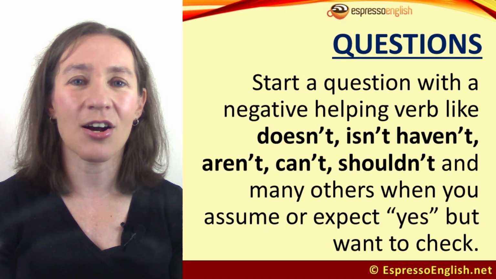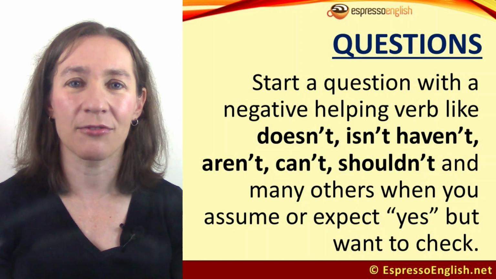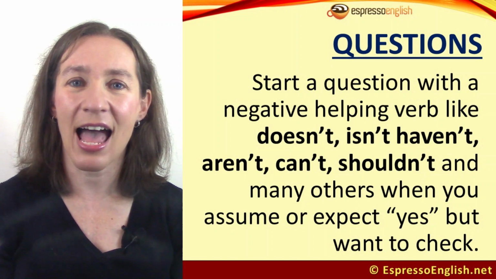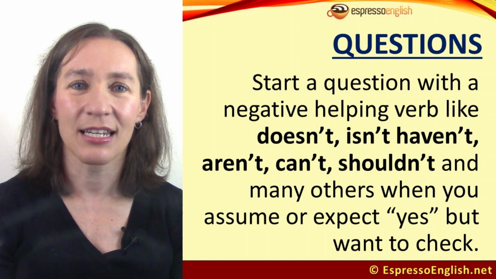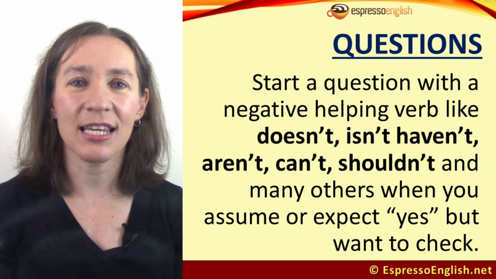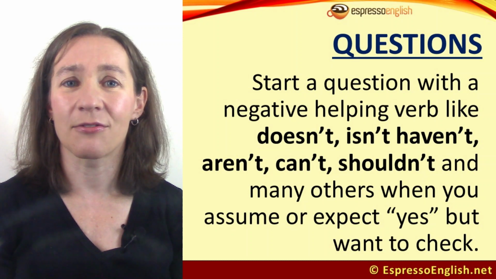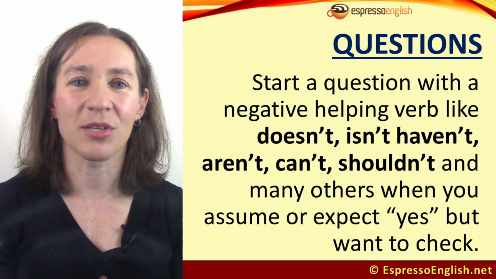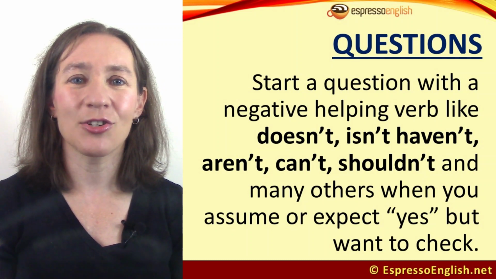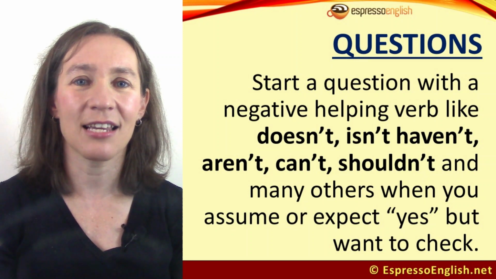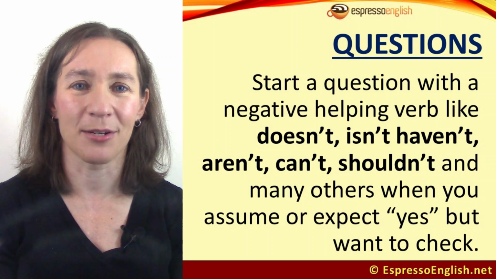So again, you can start a question with a negative helping verb like doesn't, isn't, haven't, aren't, can't, shouldn't, and others when you assume that the answer to the question is yes or you expect it to be yes, but you're asking to confirm or to check if you're possibly mistaken. Let me quickly show you a few more examples of negative questions with different helping verbs.